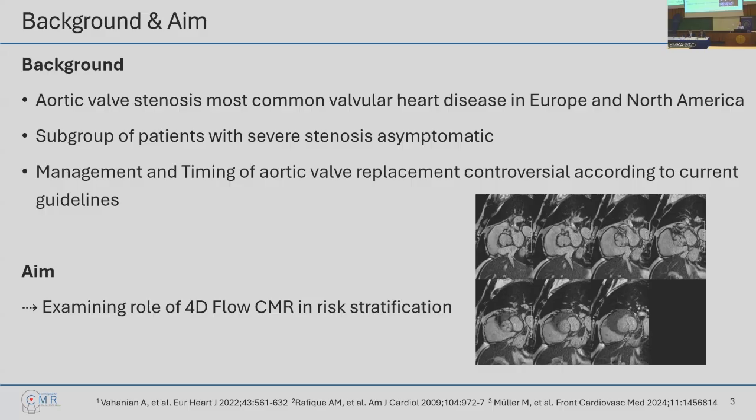With the severe symptomatic patients, it's easy. We send them to surgery, either interventionally or through open heart surgery. But what do we do with the asymptomatic ones? Do we do watchful waiting, or do we send them early to surgery? In the current guidelines, this is highly controversial. So we thought about applying 4D-Flow CMR in these kinds of patients to examine if there's a difference to the symptomatic ones.